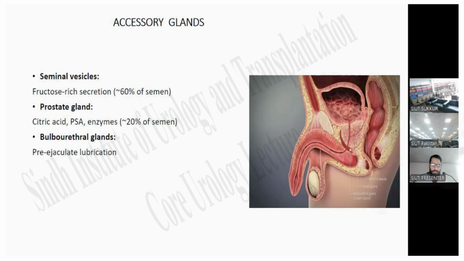So the PSA's normal function is to liquefy the semen. There's a protein in the semen which is known as coagulum, which results in liquefaction of the semen, so that the sperms can be transported to the fallopian tube and ultimately to the egg for fertilization.